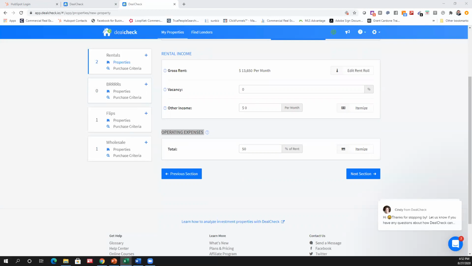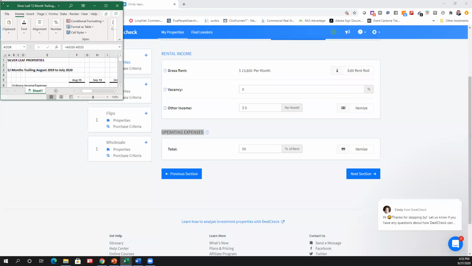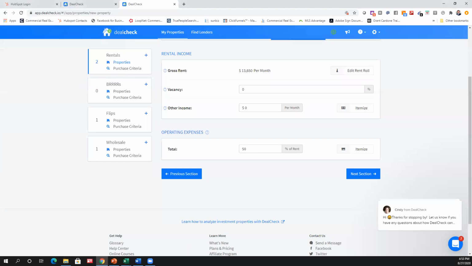Well, guess what? Going back to this, look at what the number really is. It truly is a 50% expense ratio. I think this was like 49 point something. So that's a good rule of thumb. It's not always that way. If it's poorly managed, you can have 60%, you know. Mobile home parks, they're a little bit lighter because typically you own the dirt and you're not having to have as many repairs and maintenance on roofs, you know, refrigerators, ACs, etc.